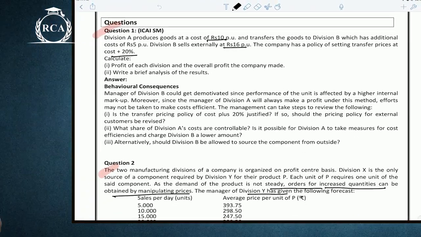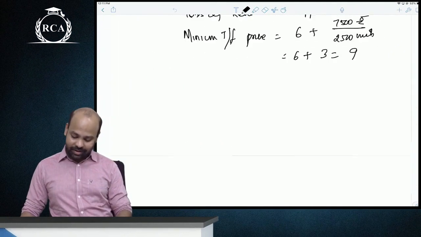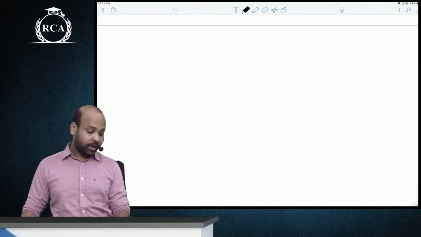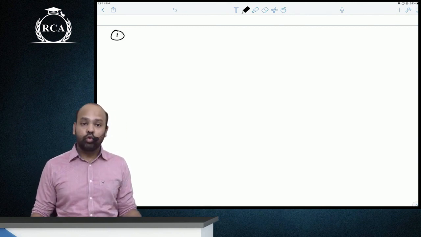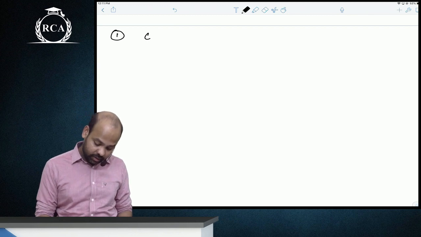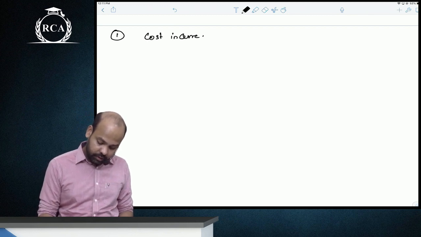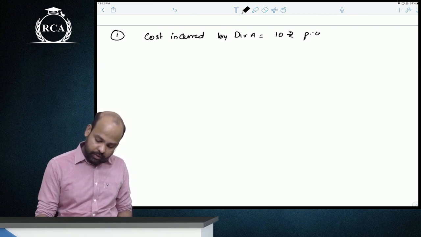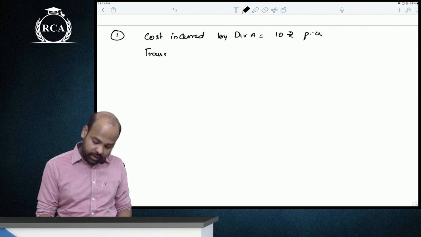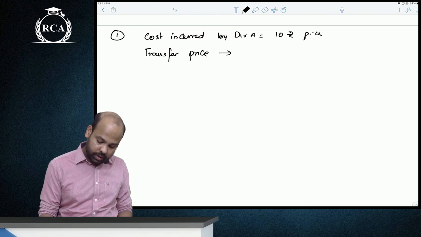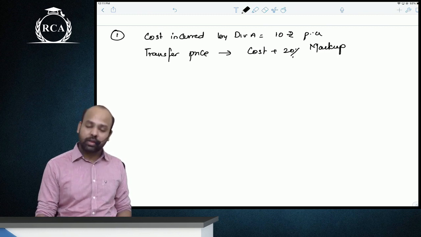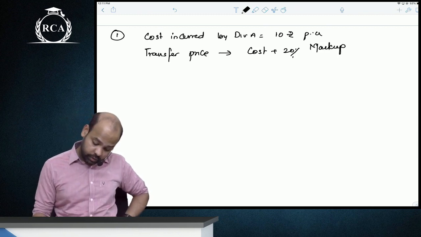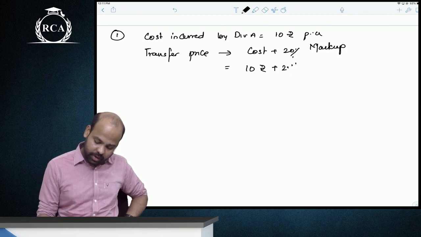Yes, beta. So here, guys, you know what is the cost of division A, and please do not forget the problem solving book. So here, beta, the cost incurred by division A is 10 rupees per unit. Your transfer price for transfers from A to B, guys, is cost plus 20% markup. We have learned about this, beta. This is under cost based pricing methods. The last one was cost plus markup. So here this would be 10 rupees plus 20% markup, which is 12 rupees.